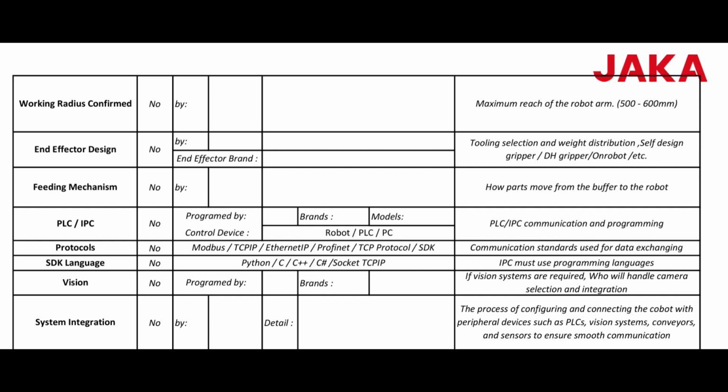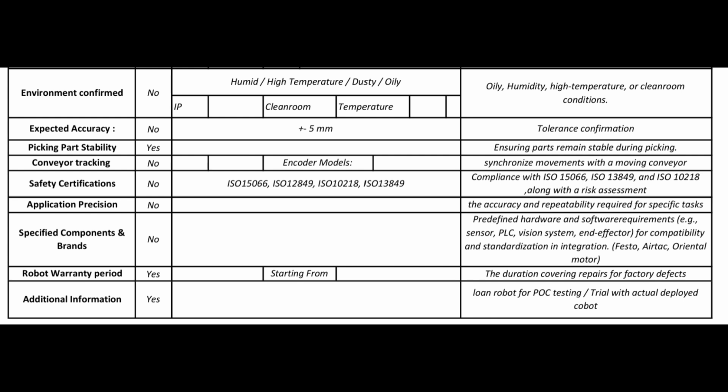Integration and environment. PLC or IPC and control device clarify the master controller, robot, PLC, or PC, and who programs it. Protocols and SDK language specify communication needs. SDK language is only needed if PC integration is used. Vision and system integration clarify ownership and what must connect. Environment lists dust, oil mist, humidity, temperature, clean room needs, and IP requirement.